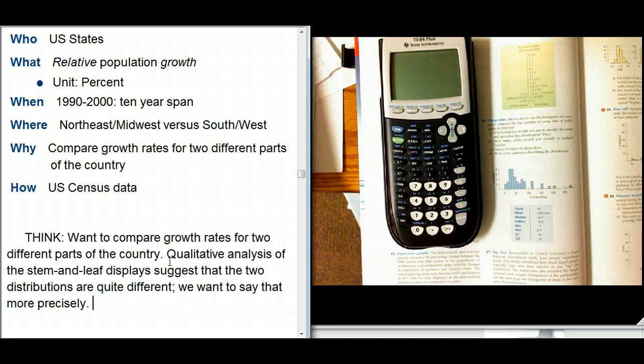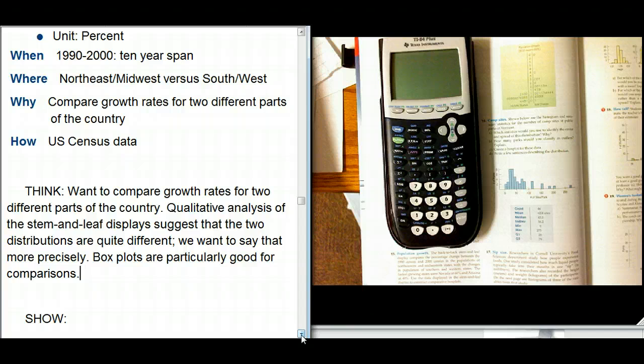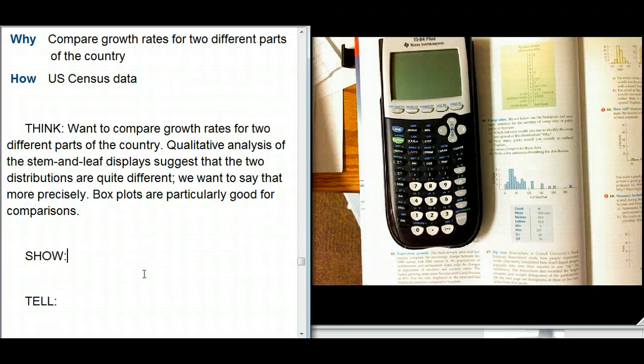Okay, so we'd want to get quantitative measures of center and spread, for example, to talk about comparing these two things. And box plots are particularly good for comparisons. Okay, we'll put those side by side eventually. I'm going to do this on the calculator, and then maybe in another video I'll show how to do this by hand, if we really wanted to understand what the calculator is doing better.